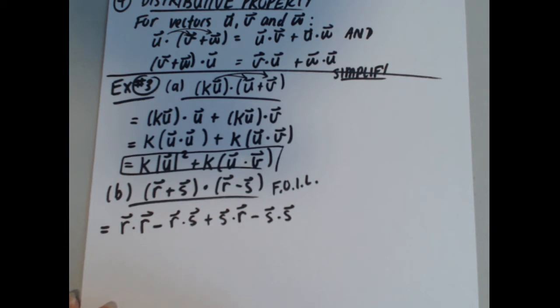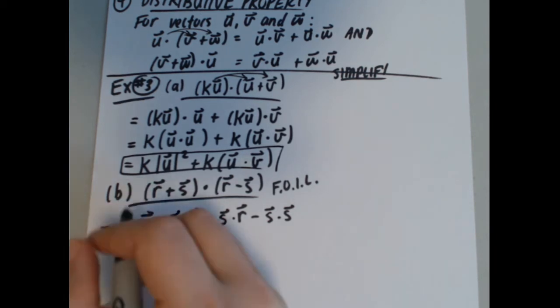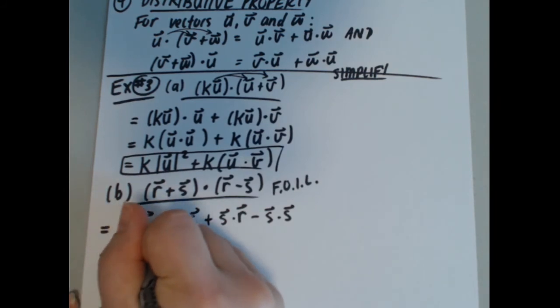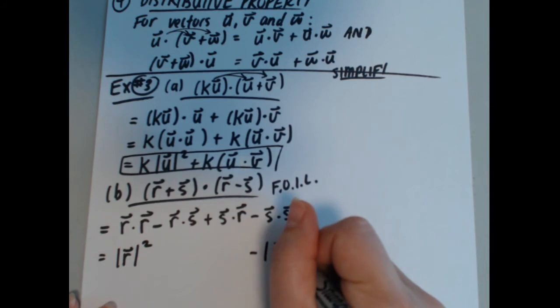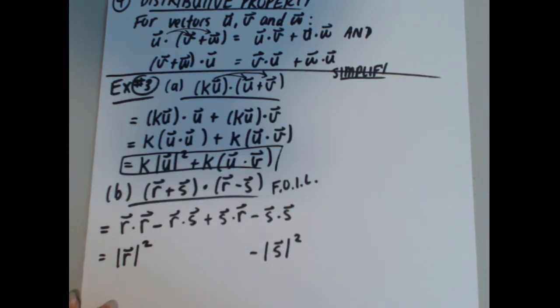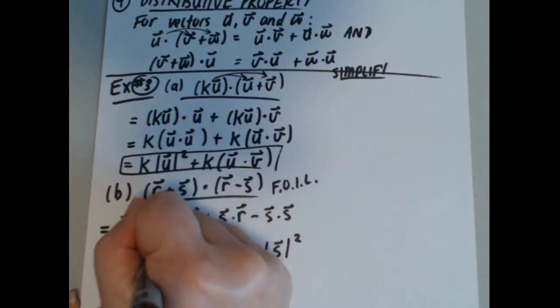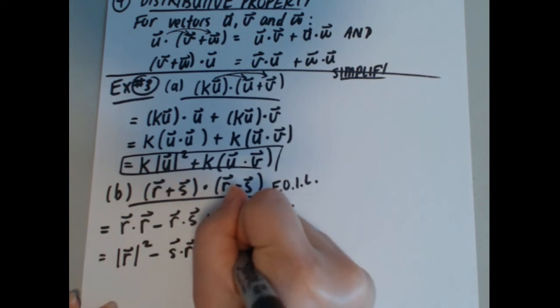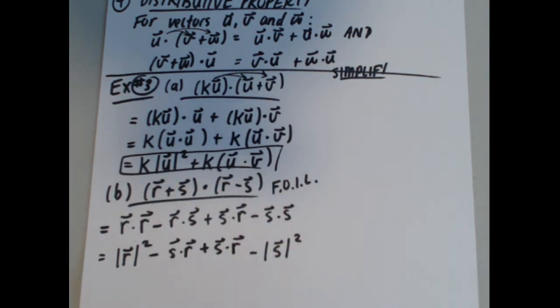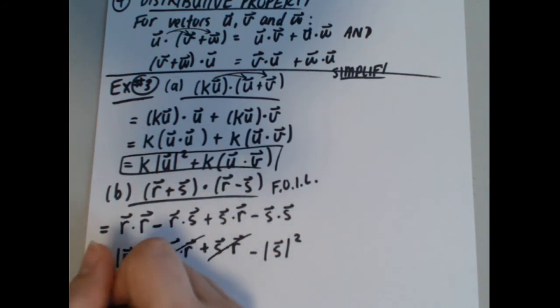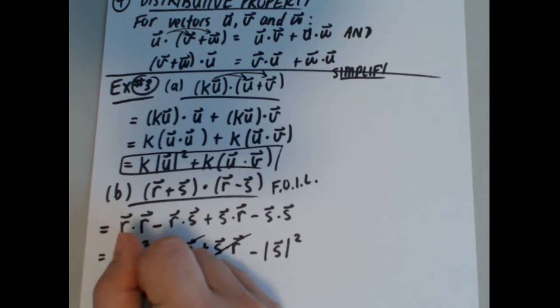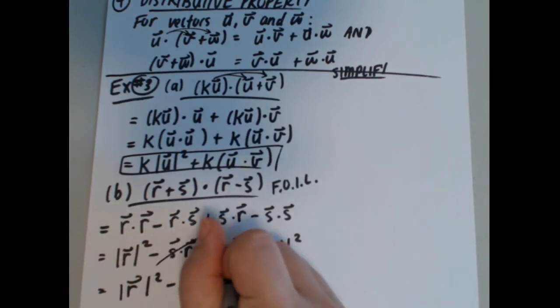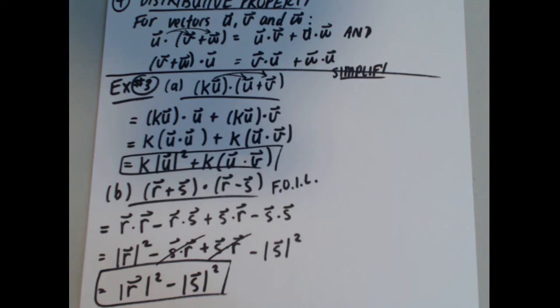Now, based on our third rule, I know that r dot r is magnitude of r squared, and s dot s is magnitude of s squared. So I fill those in. Then based on my commutative property, r dot s is the same as s dot r. So this is minus s dot r, and then I have plus s dot r, so those cancel. I'm left with magnitude of r squared minus magnitude of s squared. And that's my final, most simplified expression.